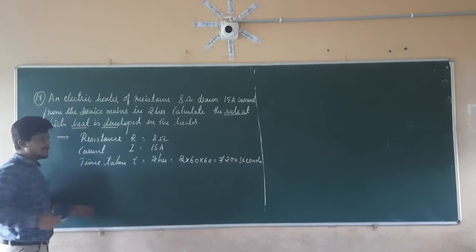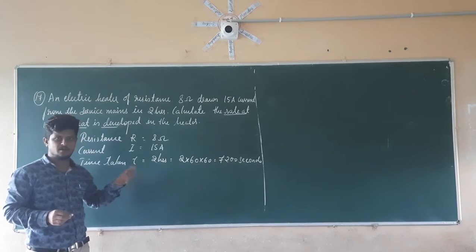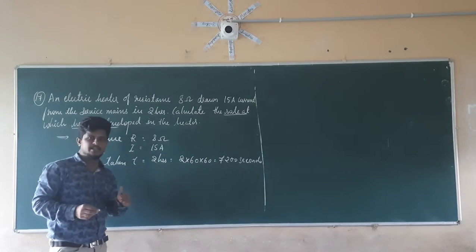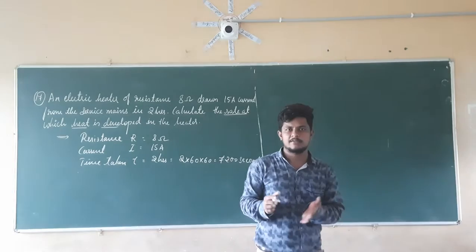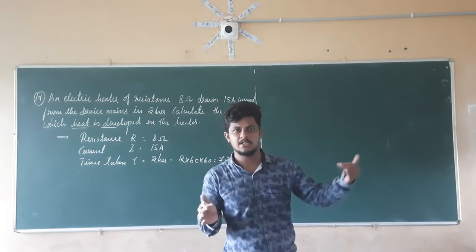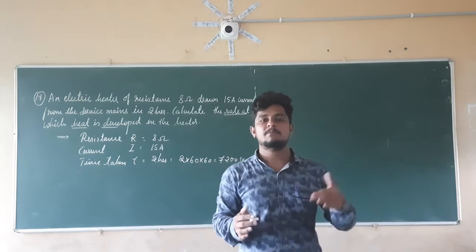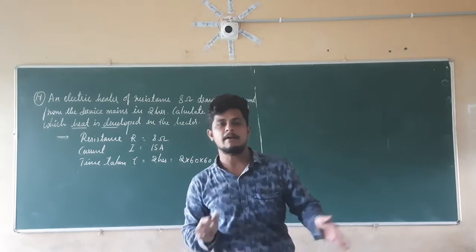Therefore, this problem can be solved in 2 ways: directly using the formula one way, or first finding the heating effect of electric current, that is, first finding the heat energy H. Then we have to calculate the power, that is, P is equal to H divided by T. By using that formula, we are going to calculate the power.